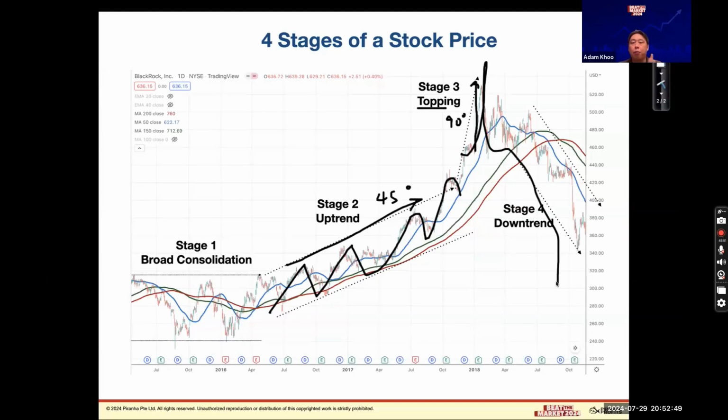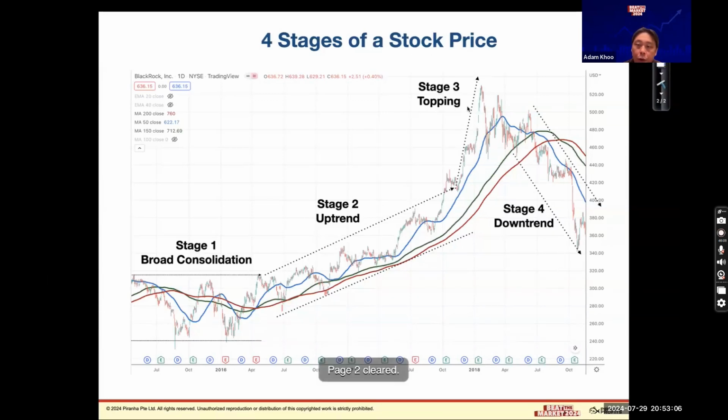So when you see price going 90 degrees, that is the topping phase, and that is when you don't want to buy. Never buy when you see the price going up 90 degrees, because there's a high chance it's going to top and come back down very aggressively. So the first clue is when price goes up 90 degrees.